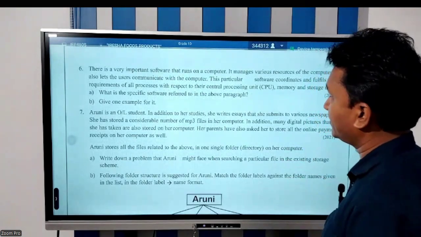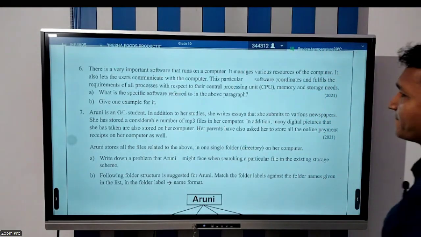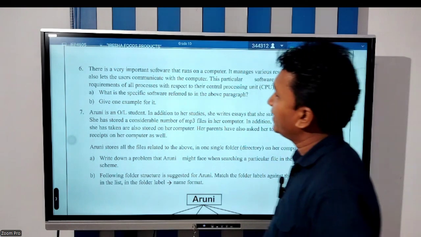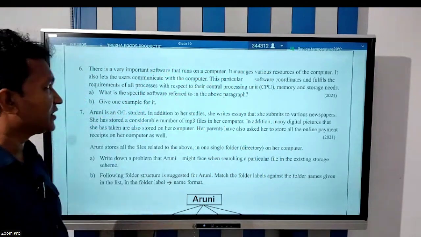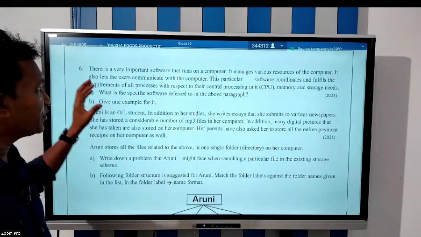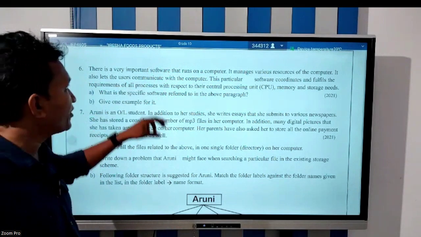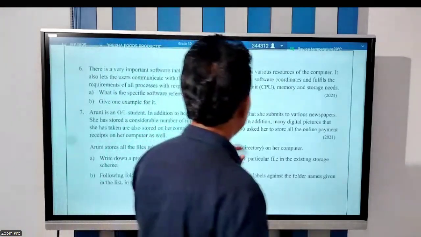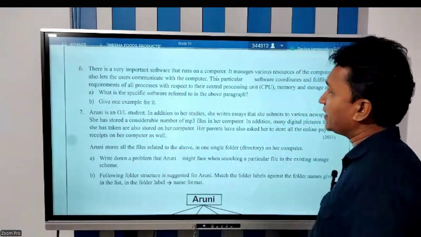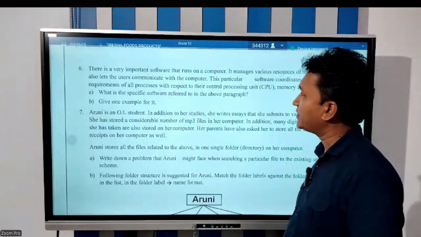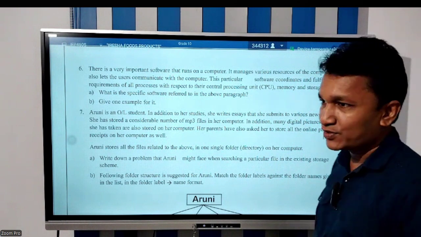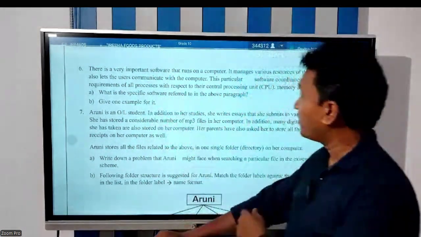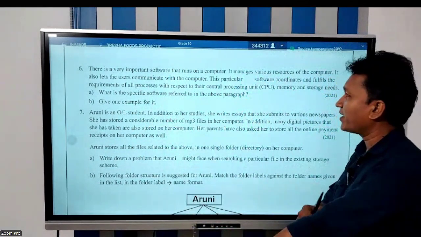Right. Sixth one, there is a very important software that runs on a computer. It manages various resources of the computer. It also lets the users communicate with the computer. This particular software coordinates and fulfills the requirements of all processors with respect to their central processing unit, memory, and storage needs. So it asks, what is the specific software referred to in the above paragraph?